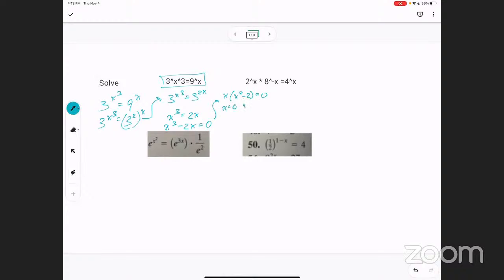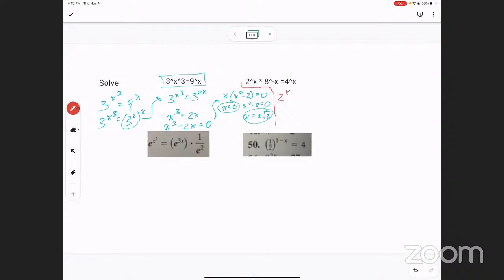Follow? Yeah. And if x squared minus 2 equals 0, what does x equal? Plus or minus the square root of 2. Mm-hmm. So there's your 3 answers. Good? Questions about how I did that? No. Let's try this one.